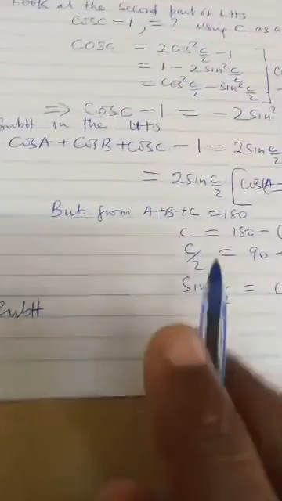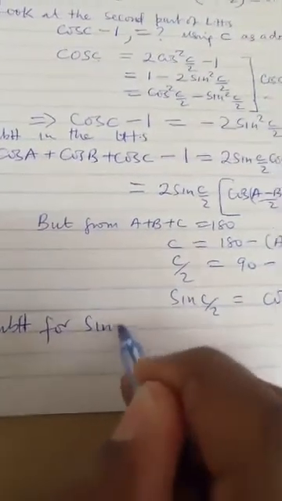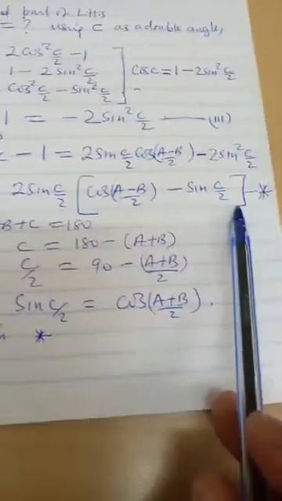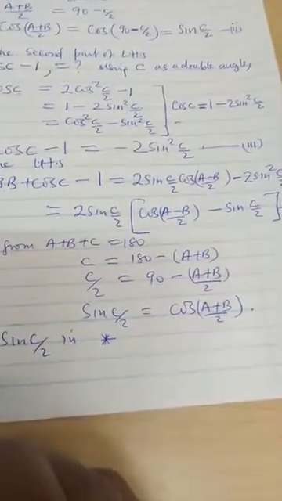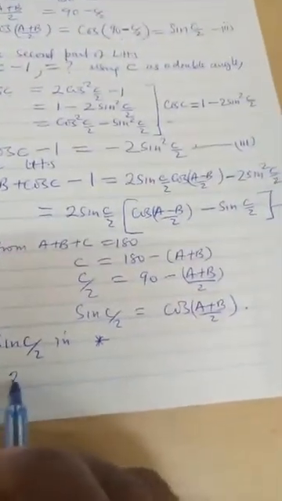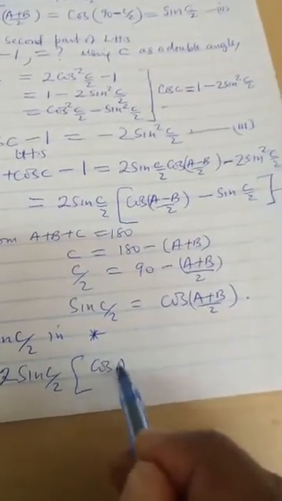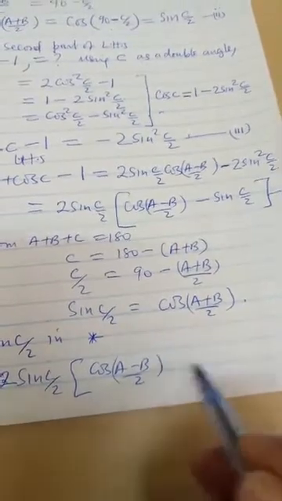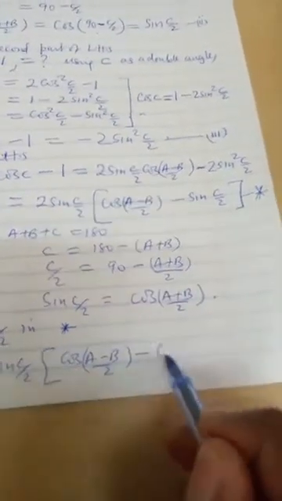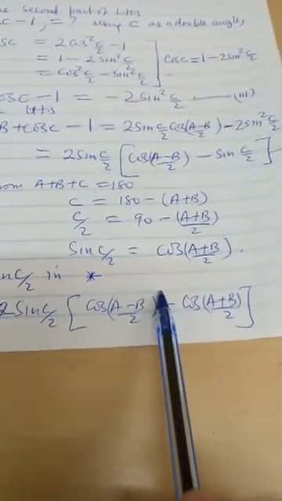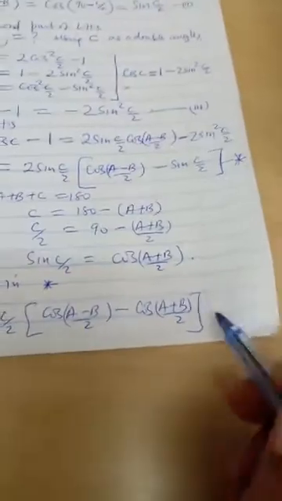We substitute for sine c over 2 in star. Star is this equation. So we'll get 2 sine c over 2 into cos of (a minus b) over 2 minus cos of (a plus b) over 2. The bracketed term also requires us to apply the factor formula again.